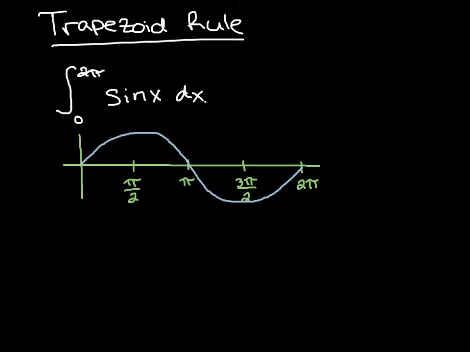So, first thing we need to do is draw our 4 trapezoids. So we have an interval from 0 to 2 pi, and we want 4 trapezoids. So that means our interval has to be pi over 2. And yes, I did plan that because that works out nicely for the sine function. So here we're going to have our first interval from 0 to pi over 2.